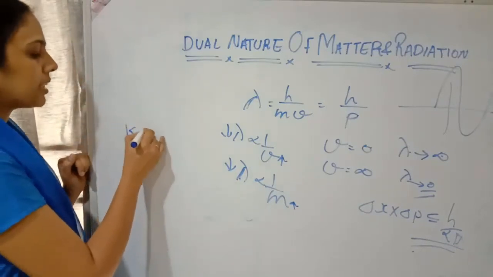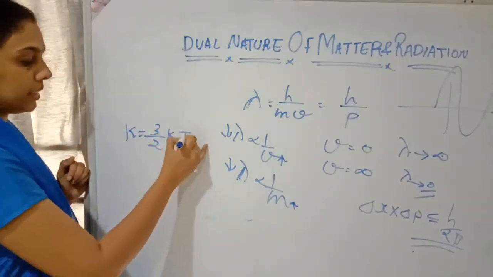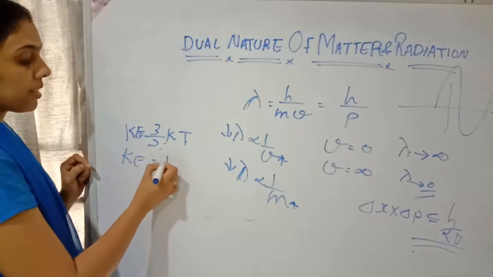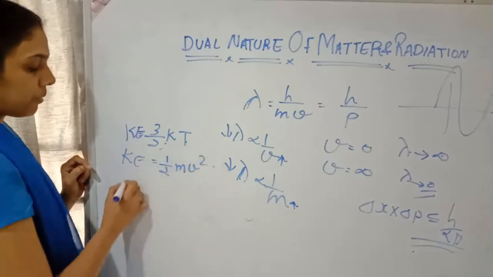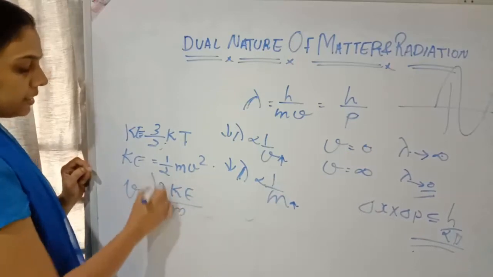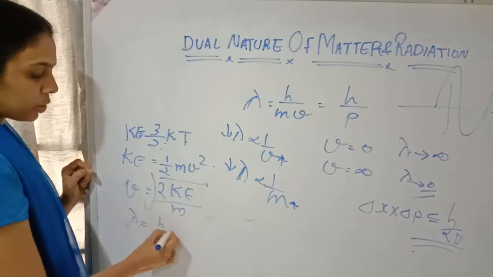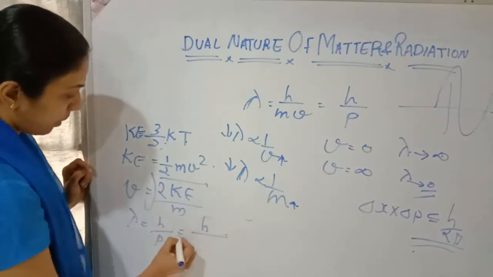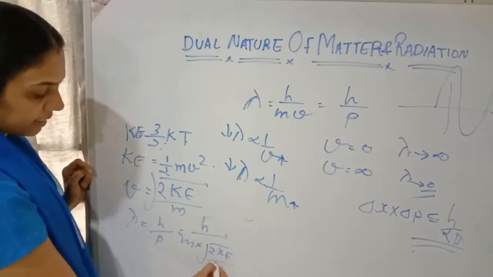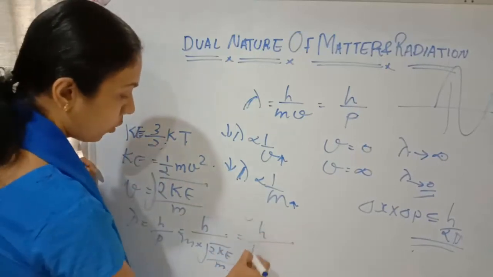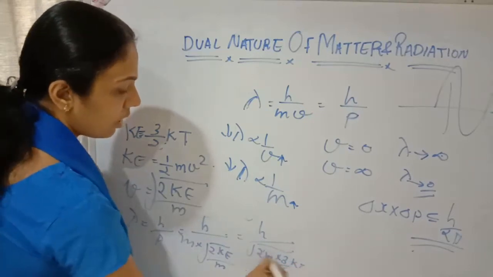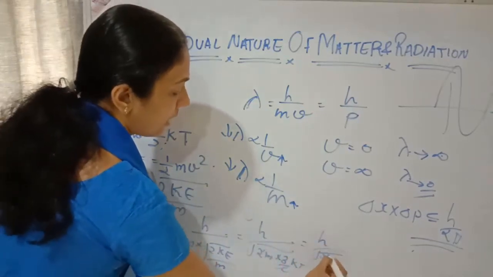We know that kinetic energy as per kinetic theory is 3 by 2 kT. Now kinetic energy is equal to 3 by 2 kBT, and kinetic energy equals half mv square. From here we can write v equals root of 2 into kinetic energy divided by m. Lambda equals h by p, h by mv, and mass into velocity is root of 2m into kinetic energy, so h by root of 2m kinetic energy. Kinetic energy is 3 by 2 kT, right? So h by root 3m kT.